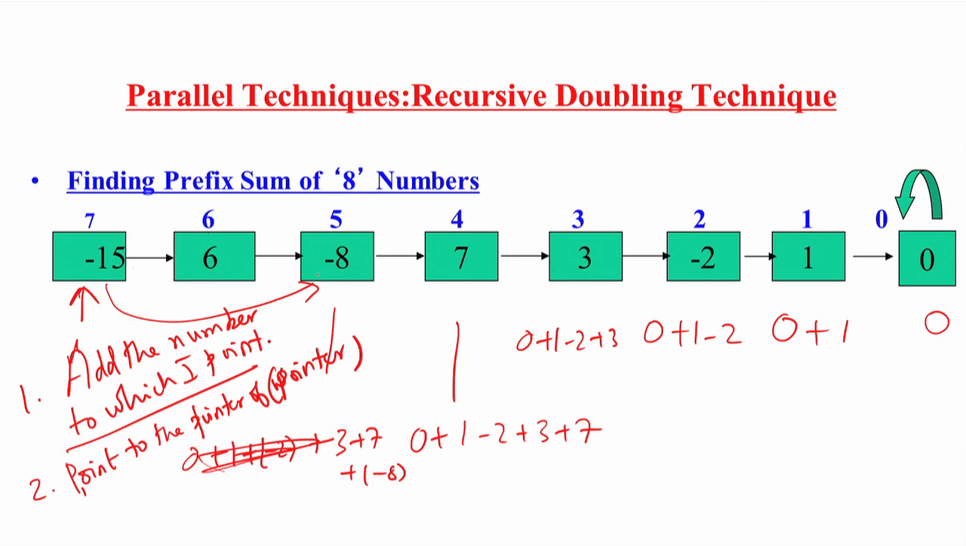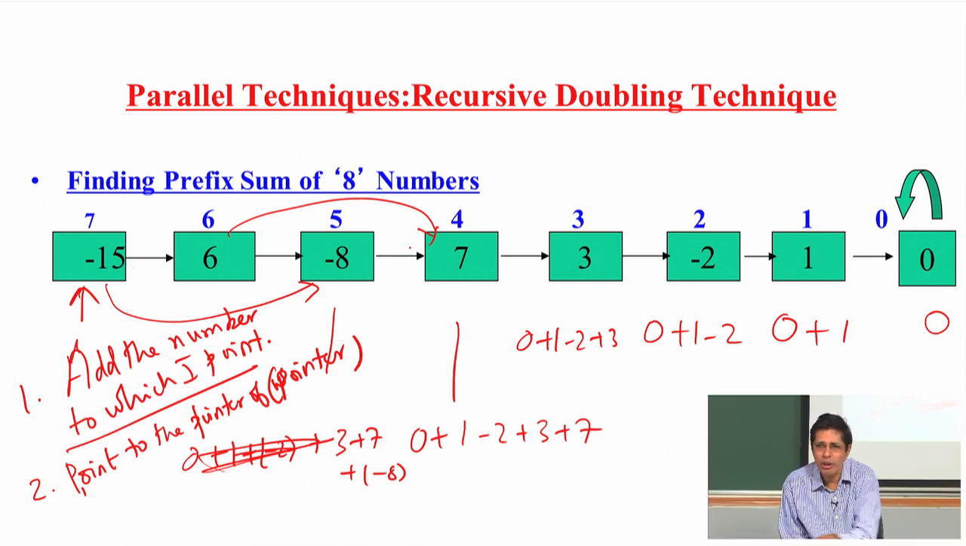At the end of the first step it will now point to what? It will point to 5. And similarly what will 6 do? 6 will add to minus 8, so you will get minus 2 and it will now point to 4. You are understanding this? So I will add the content of whomever I am pointing to, and then I will point to that fellow's pointer. Are you able to follow this?